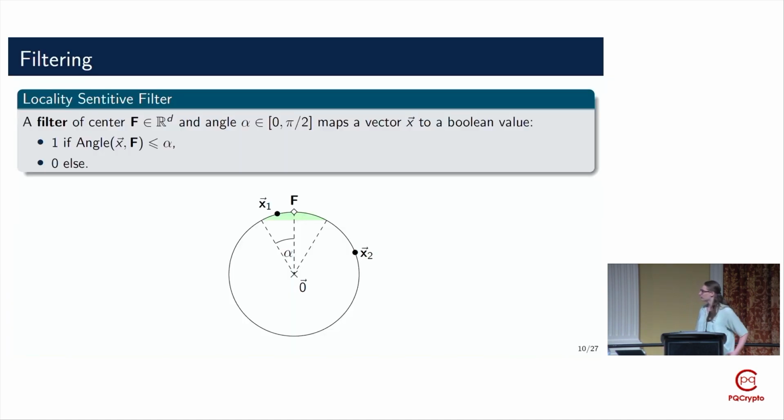A filter is characterized by a center f on the sphere, and an angle alpha. If we consider the vector x1, it is of angle at most alpha with f, so we say that it is in the filter. And here, x2 is outside the filter. We associate each filter to a set. So we add x1 to the set associated to the filter f.